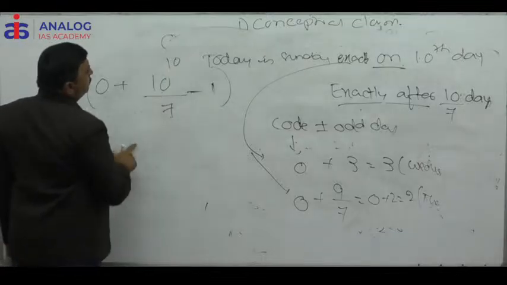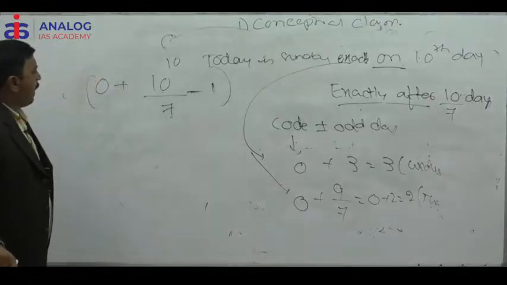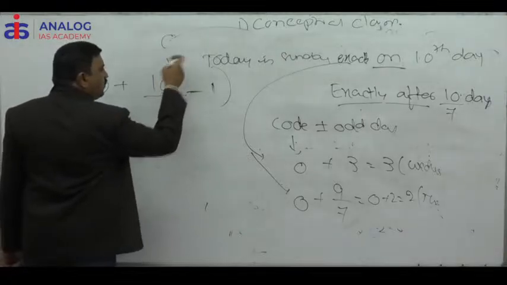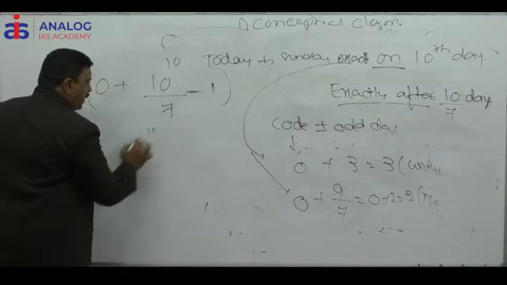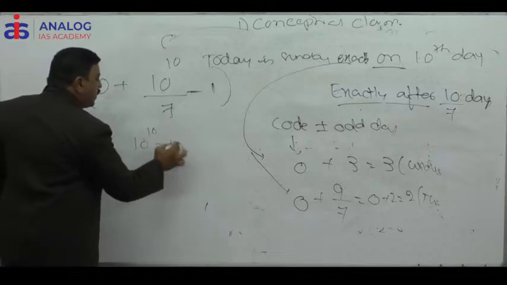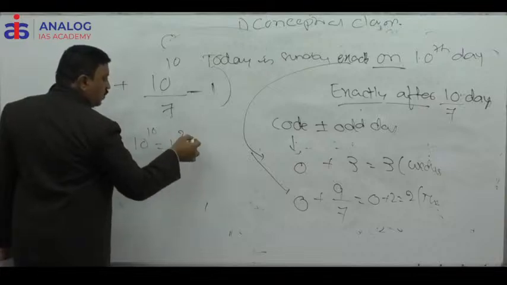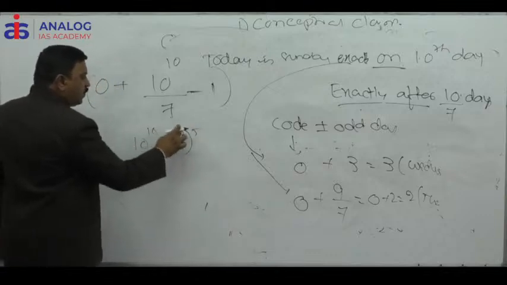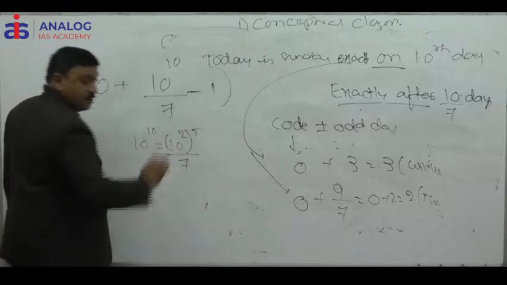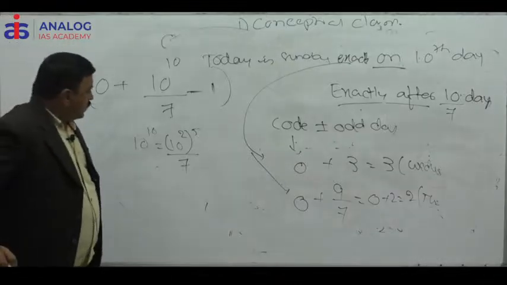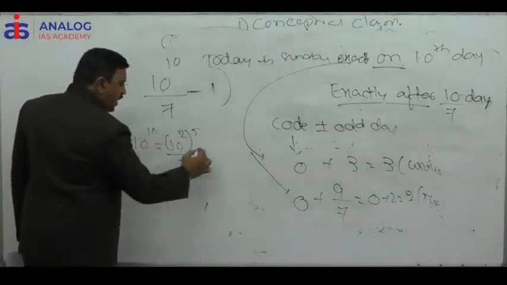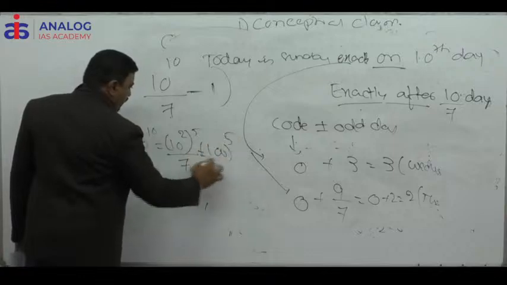See, here, I can write this one as 10 as 2 into 5. 10 power 10 can be written as 10 power 2 into 5, that is 10 power 2 whole power 5 divided by 7. Right. So what is 100 divided by 7? 10 square is 100. So 100 power 5 divided by 7.